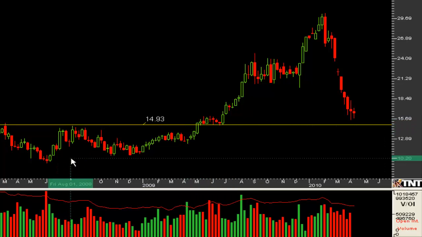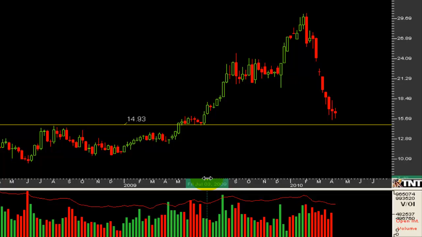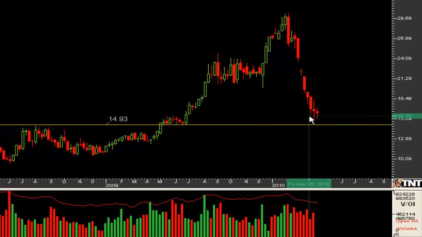We have old resistance back here from 3 years ago, and we have old support here from a year ago, and we are very, very close to this particular price level. In fact, close enough that we might consider getting a little bit bullish on this market. All right, so that's our long-term perspective.